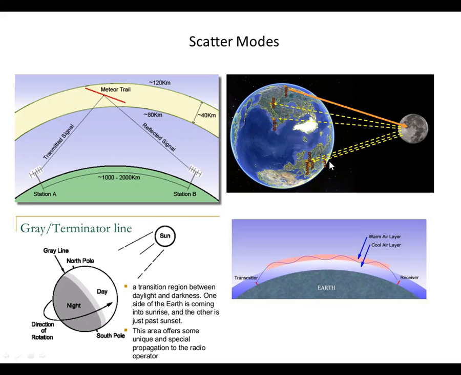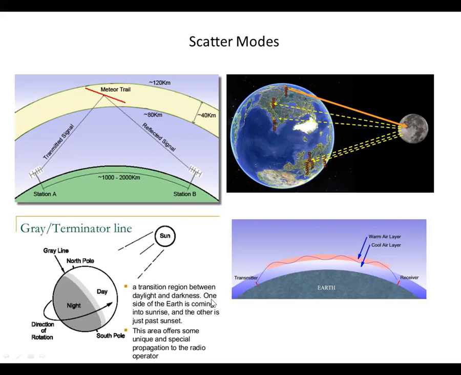And then here's a graphic of the Earth-Moon-Earth bounce, where you transmit, say, in the northern hemisphere, it bounces off the moon, and you can communicate with stations on the other side of the Earth.